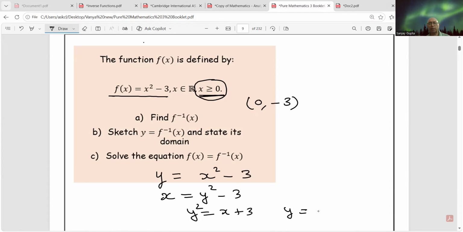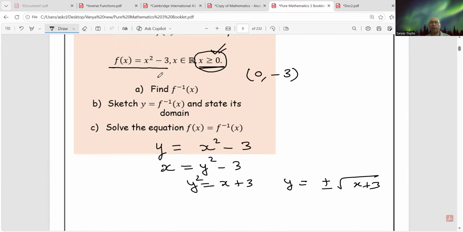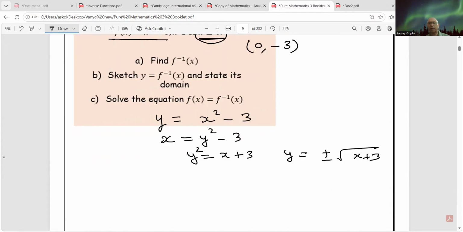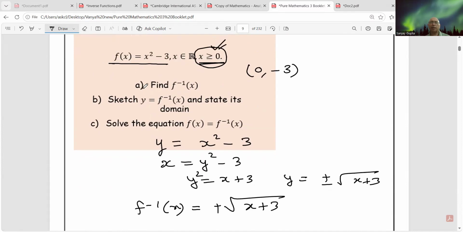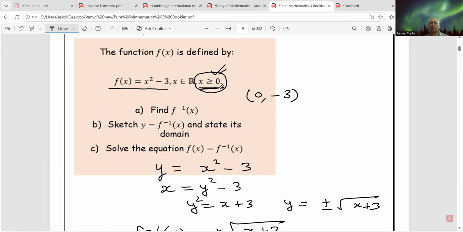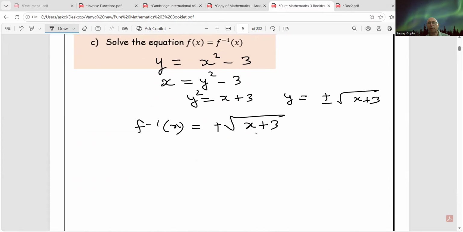If I take the square root, it becomes plus or minus the square root of (x plus 3). Now, because I want x to be greater than or equal to 0 as the domain of f(x), the range of the function f inverse will also be greater than or equal to 0. So we'll keep the positive sign, right? Because the domain of f(x) is x greater than or equal to 0. So the range of f inverse should also be greater than or equal to 0. And therefore, I can't take the minus sign because the minus sign will make it less than 0, a negative number. So this is how it is.